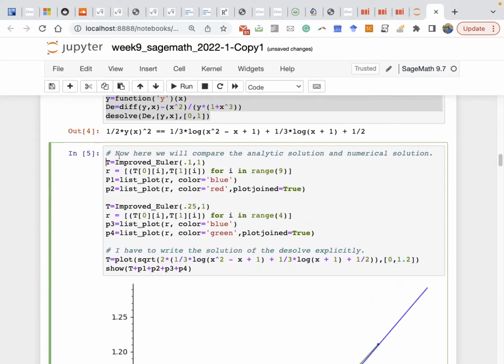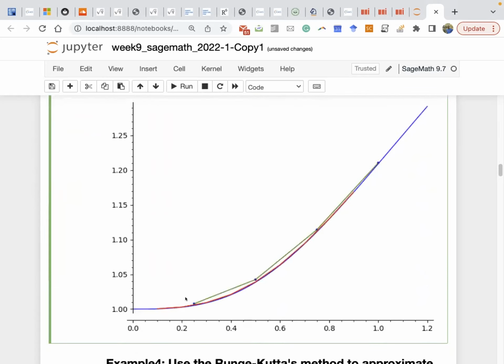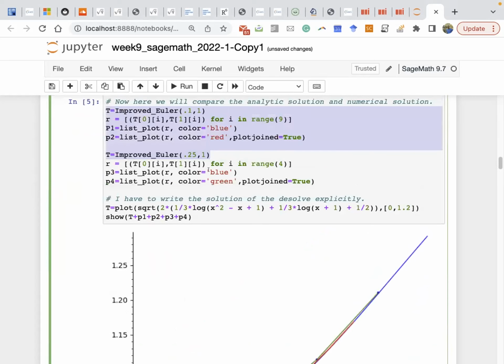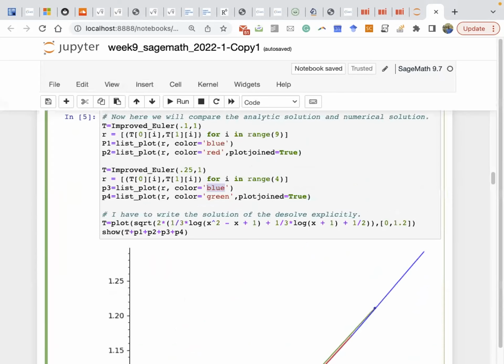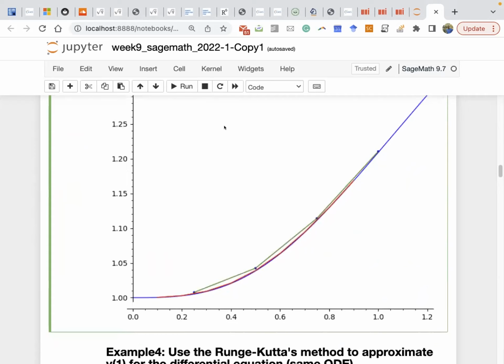Now, improved Euler method, again, 1/10, 2500. So you see that the green one is 2500. The blue one, which one is the blue one? Blue or red one is the 1/10. So this guy. I know, sorry. The blue guy is 1/10. And the red one is the analytic solution. So as the step size is finer, it is getting closer to the analytic solution when we plot it. That's beautiful, yeah?